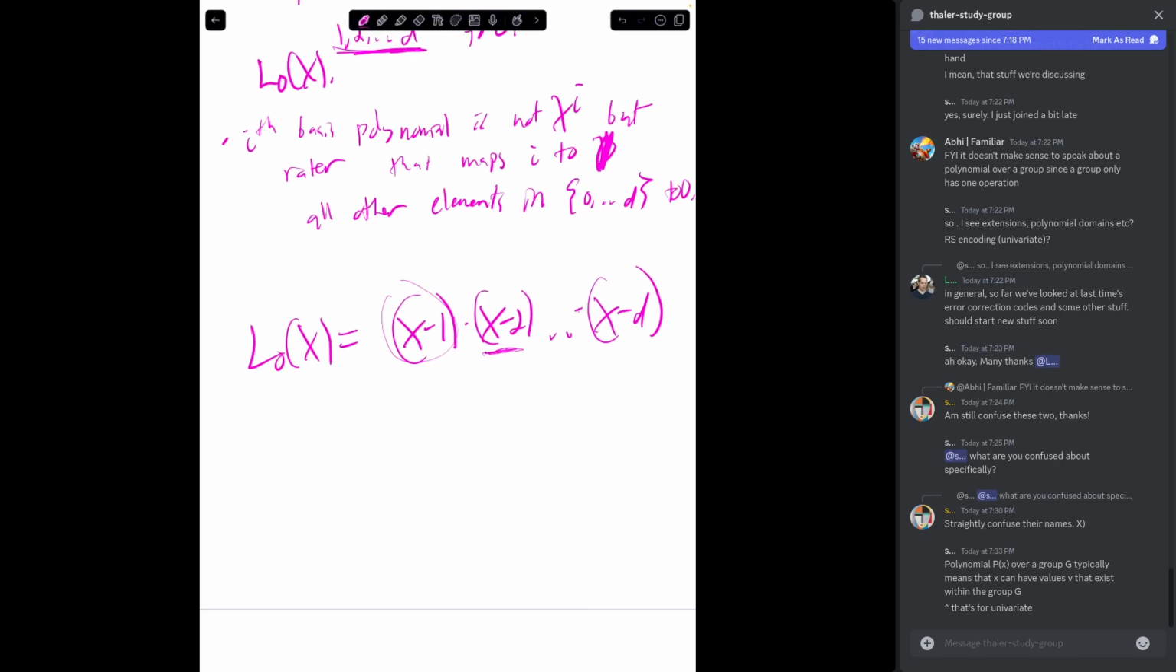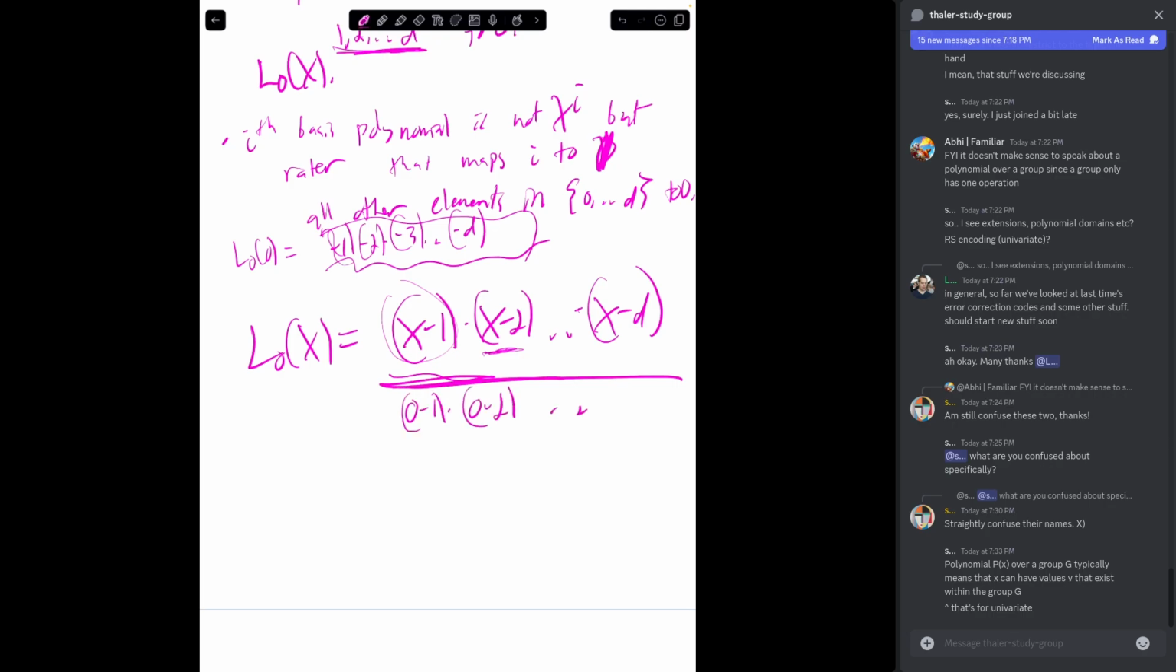The reason we're not happy yet is because if this were the definition of L0, then L0 of 0 would not be 1. Rather, under this definition, 0 would map to minus 1 times minus 2 times minus 3 up to minus D. We want 0 to map to 1, so all we're going to do is divide by this thing, so that 0 maps to 1 rather than to that value. So we divide by 0 minus 1 times 0 minus 2 up to 0 minus D. That's L0.